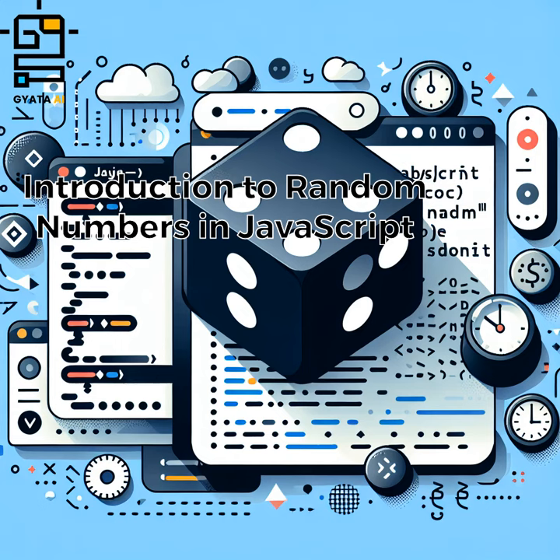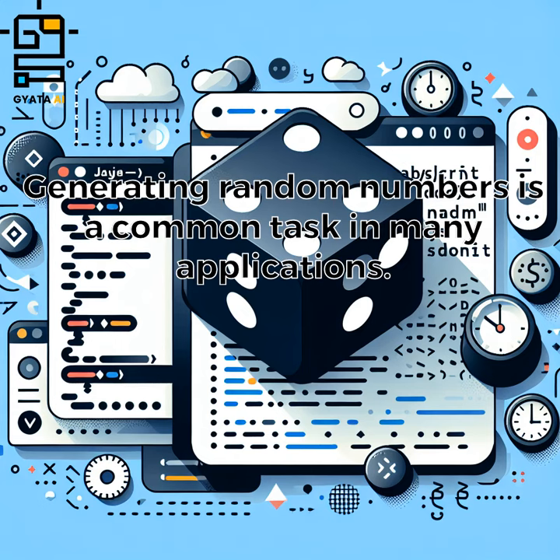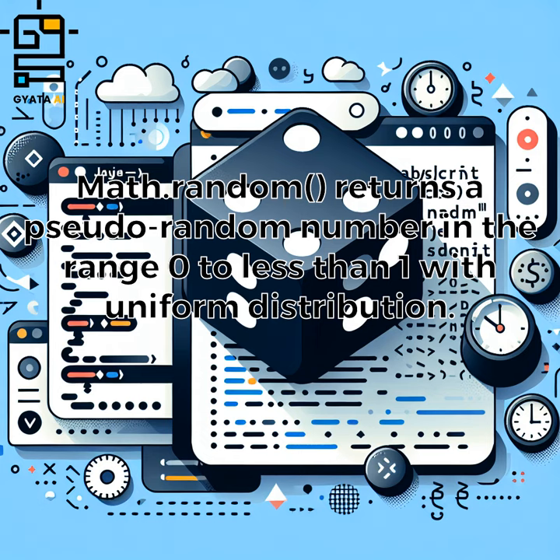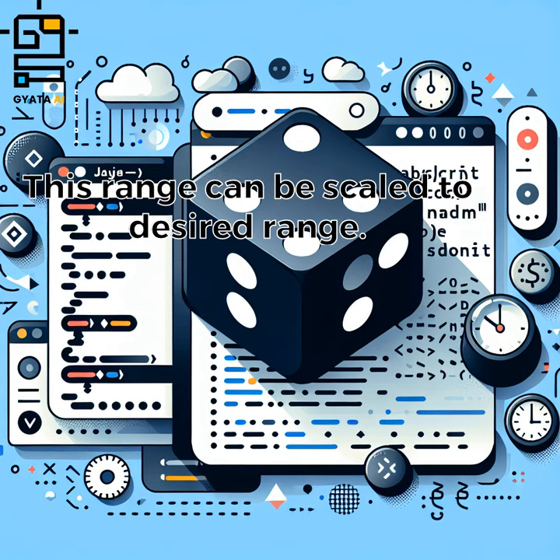Introduction to Random Numbers in JavaScript. Generating random numbers is a common task in many applications. In JavaScript, this is achieved through the Math.random method. Math.random returns a pseudo-random number in the range 0 to less than 1 with uniform distribution. This range can be scaled to a desired range.